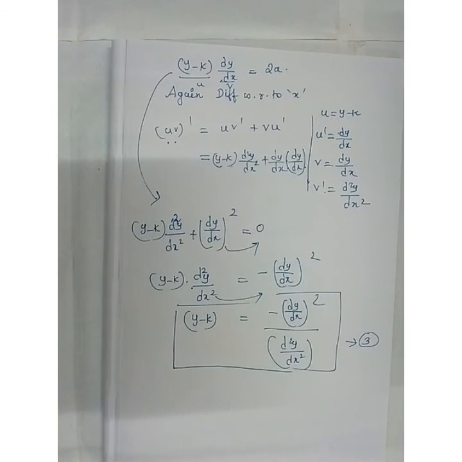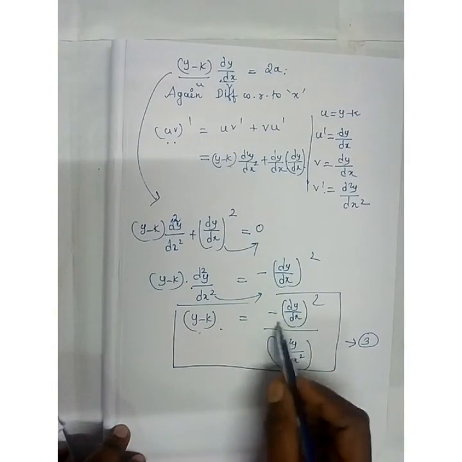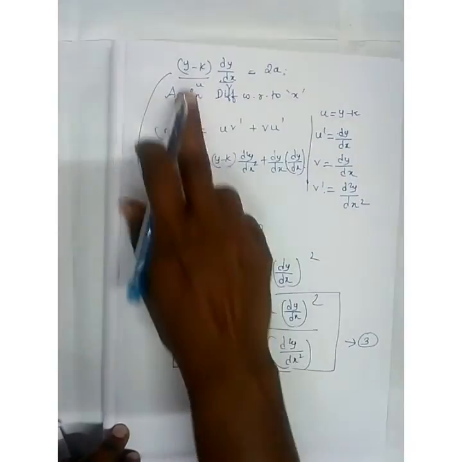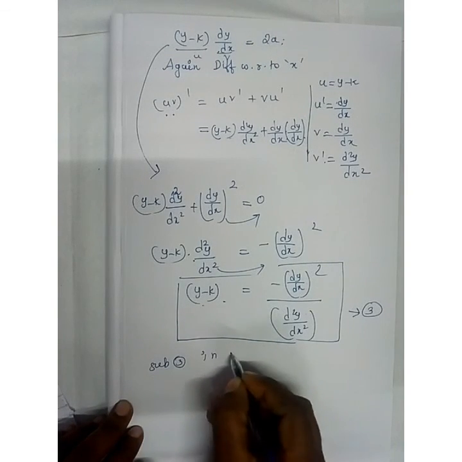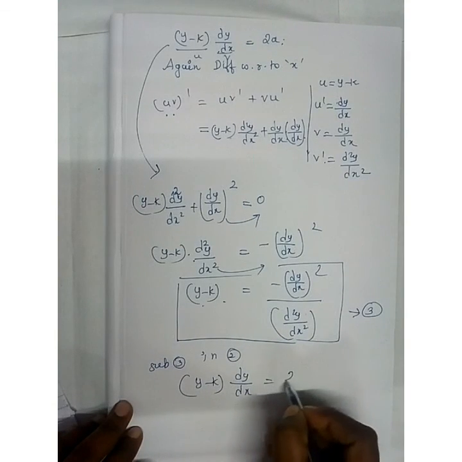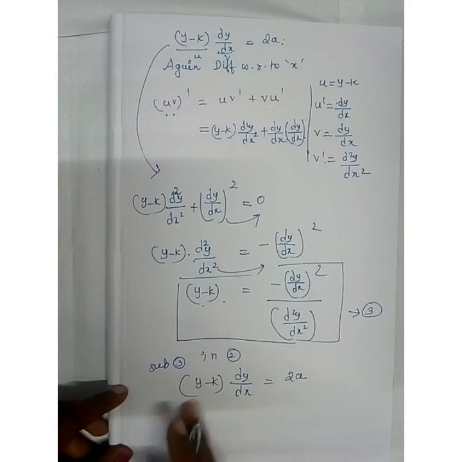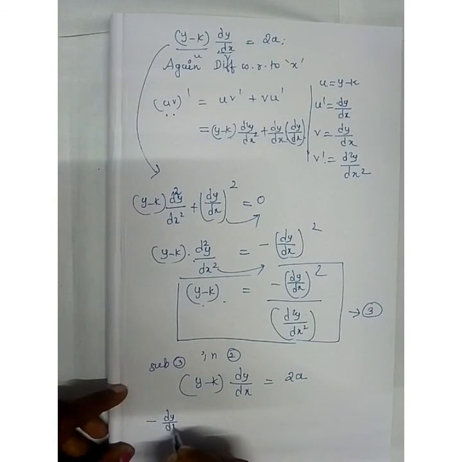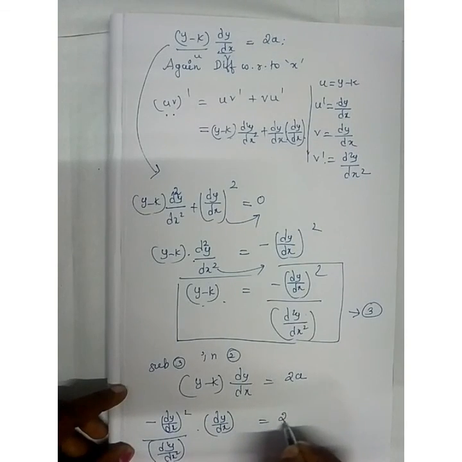So substitute this y minus k value in the above equation. The y minus k value is this one. So I am going to substitute this value in this equation. So substitute 3 in 2. What is equation 2? y minus k into dy by dx is equal to 2a. This is our equation. Now I am going to write the y minus k value here. So it is minus of dy by dx the whole square divided by d square y by dx square, into dy by dx, which is equal to 2a.